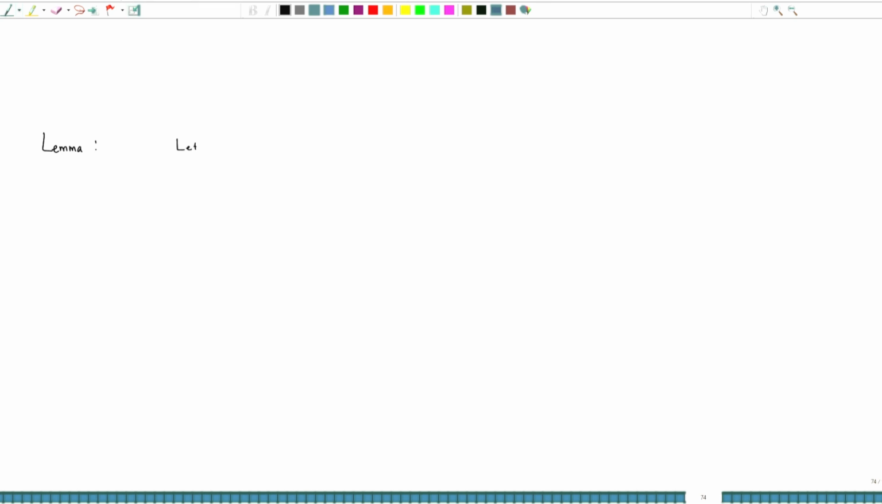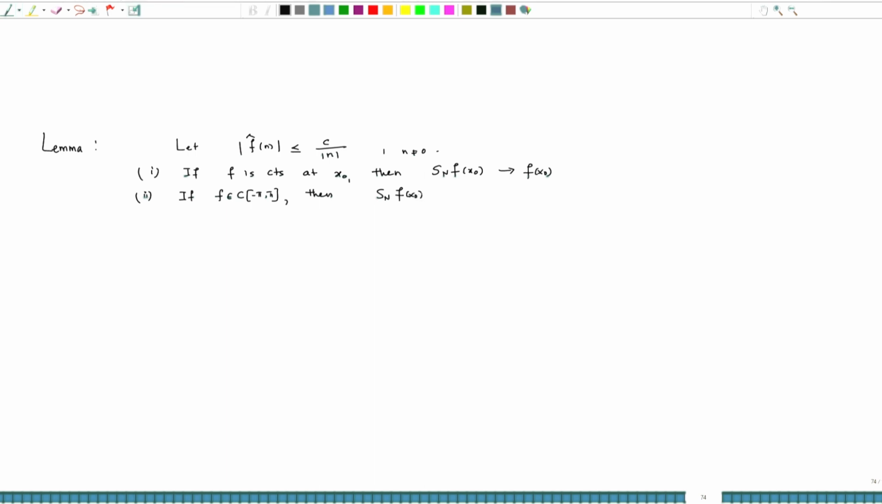Let f hat of n be less than or equal to c by mod n for n not equal to 0, or for large n. Then if f is continuous at x naught, S n f at x naught converges to f of x naught. And also if f is continuous everywhere, if f belongs to C of minus pi to pi, then S n f converges to f uniformly.